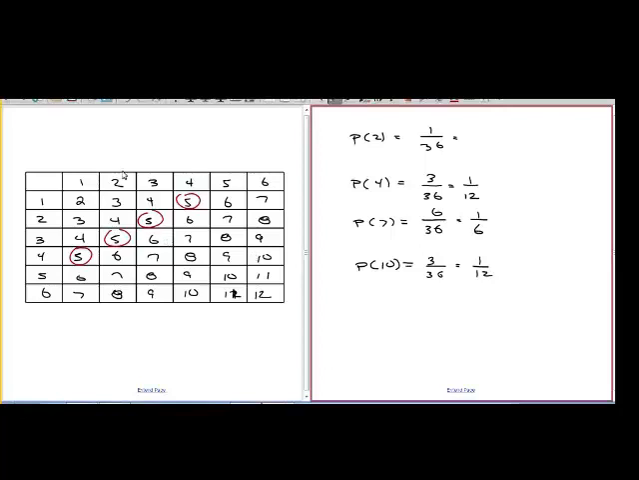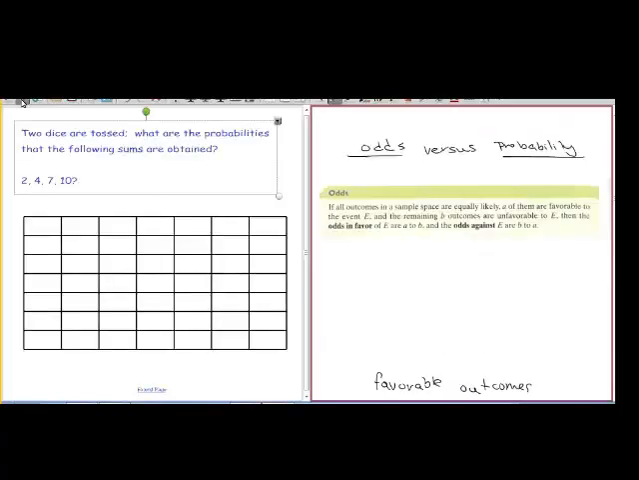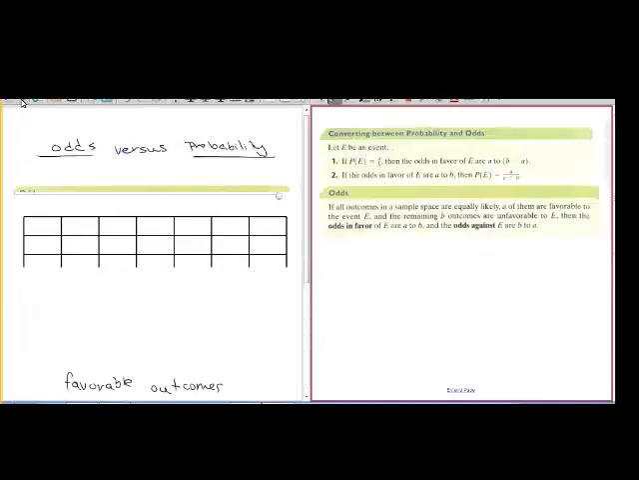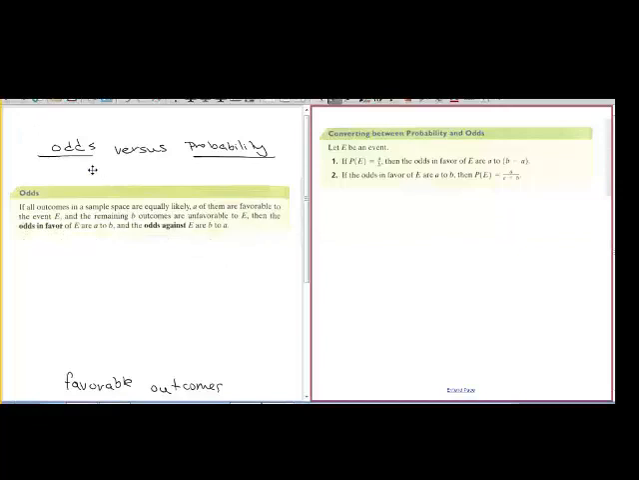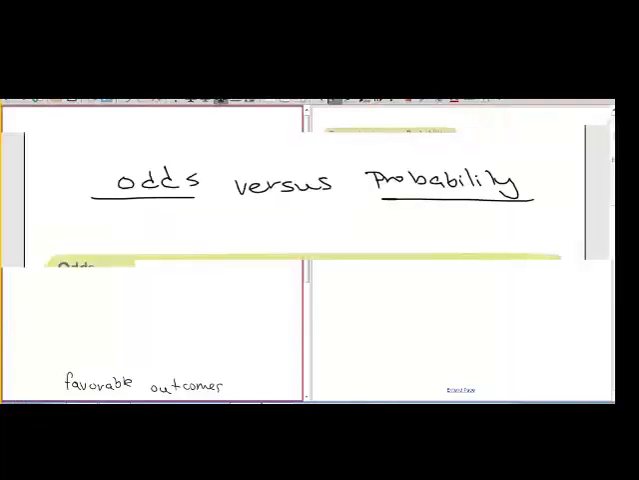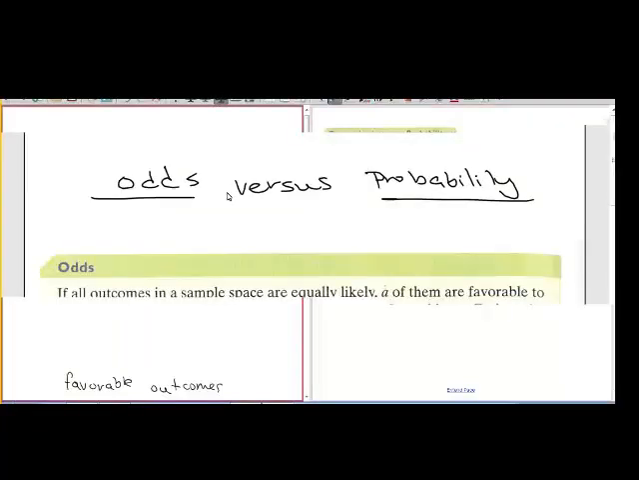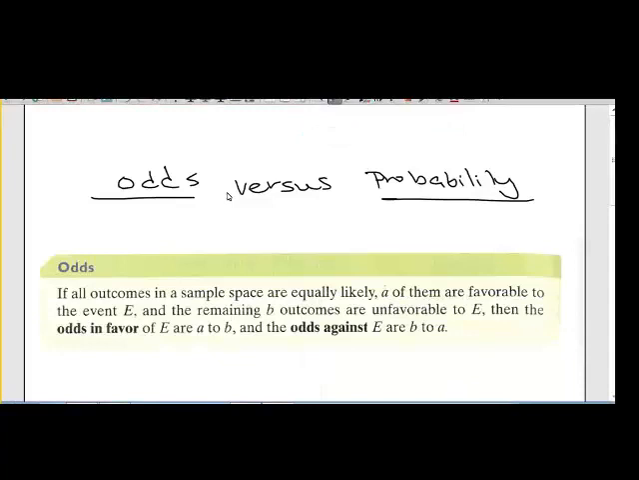Okay, so let's go to another one. I think we talked about odds, didn't we? We introduced odds. Let's just cover that again. So the odds, again, this is in your book. If all outcomes in a sample space are equally likely, A of them are favorable to the event E, and the remaining B outcomes are unfavorable to E, then the odds in favor are A to B, and the odds against are B to A.